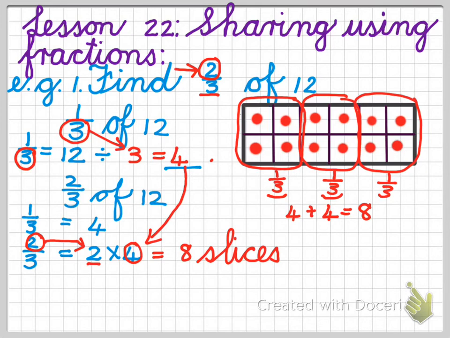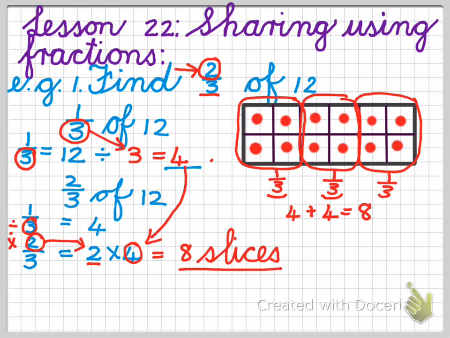But now this way that we've done it here, where you divide by your denominator, and then what do we do? So let's write that in here. We divide by the denominator, and we multiply by our numerator. And so we got 2 times 4 is 8. And can you see how easy that was?